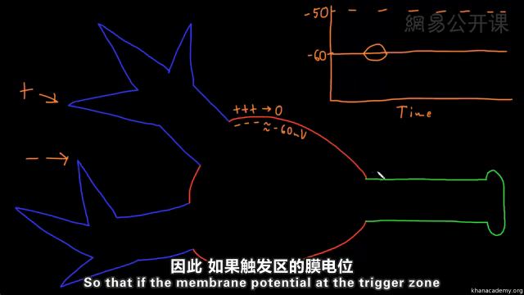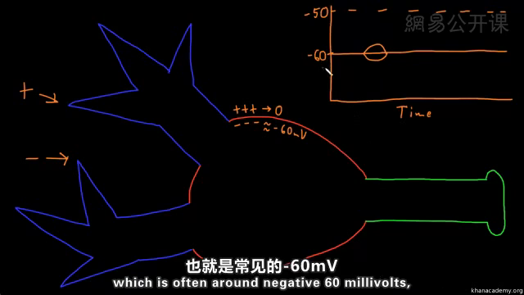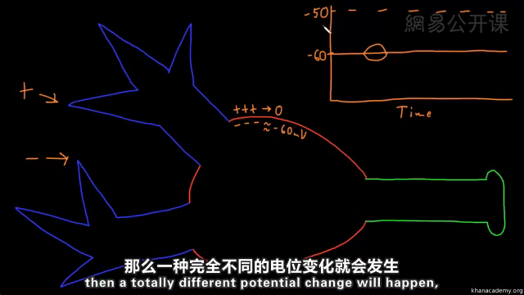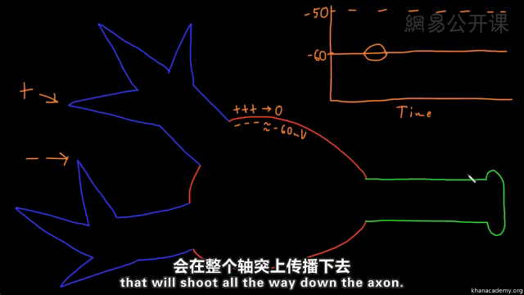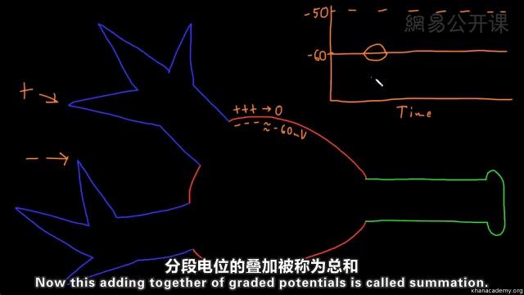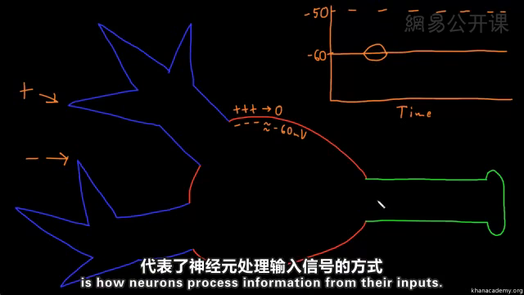And this threshold potential will vary between neurons, but somewhere around negative 50 millivolts would be a common threshold potential. So if the membrane potential at the trigger zone can be moved from the resting potential, which is often around negative 60 millivolts, over the threshold potential, which is often around negative 50 millivolts, then a totally different potential change will happen called the action potential that will shoot all the way down the axon. Now, this adding together of graded potentials is called summation. And summation at the trigger zone is how neurons process information from their inputs.